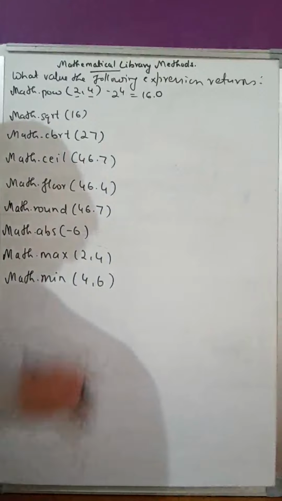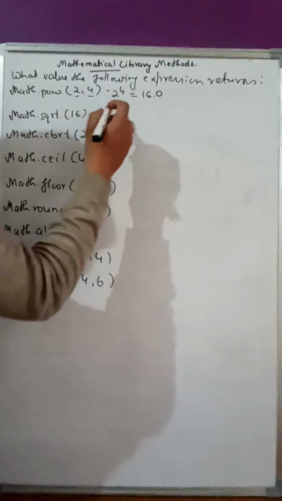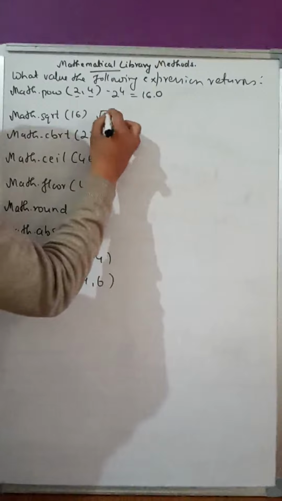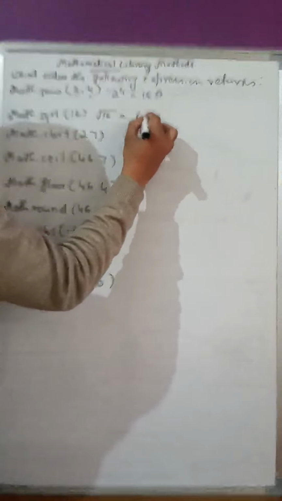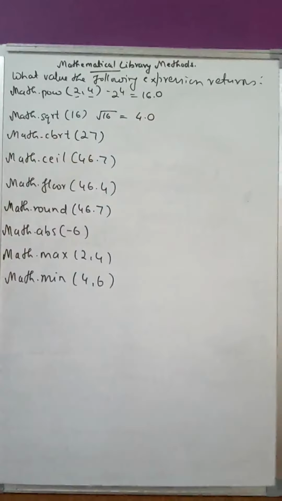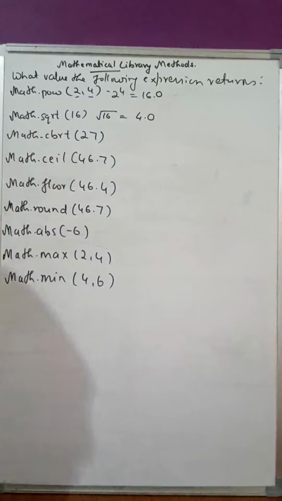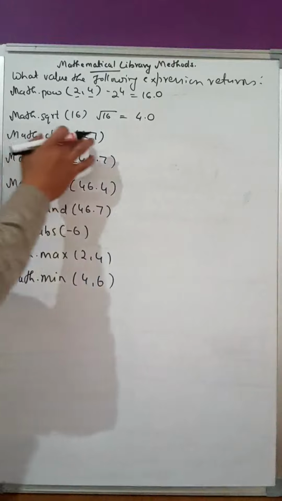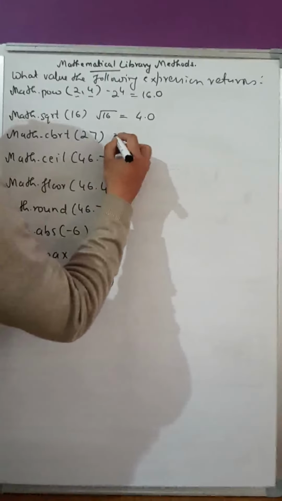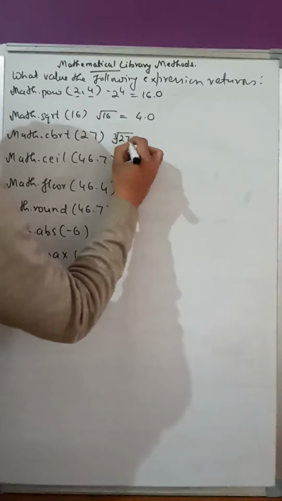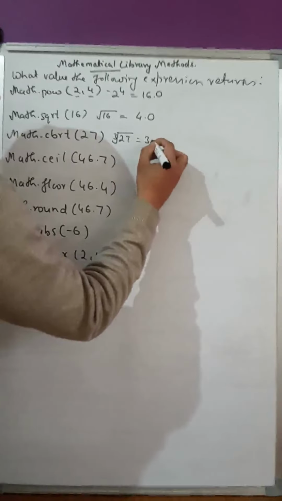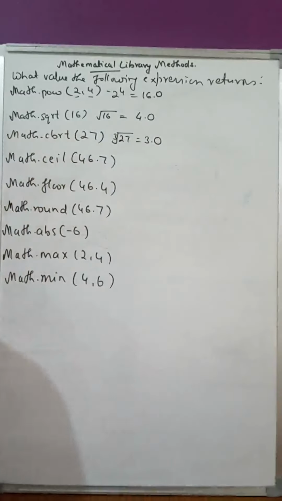Now if you are calculating it for Math.sqrt, you have to calculate the square root of 16, which is equal to 4, and the value returned will be 4.0. Again the value returned from here will be in double. Next, Math.cbrt 27, you have to calculate the cube root of 27. The calculation of cube root will give you 3.0. That will be the answer.